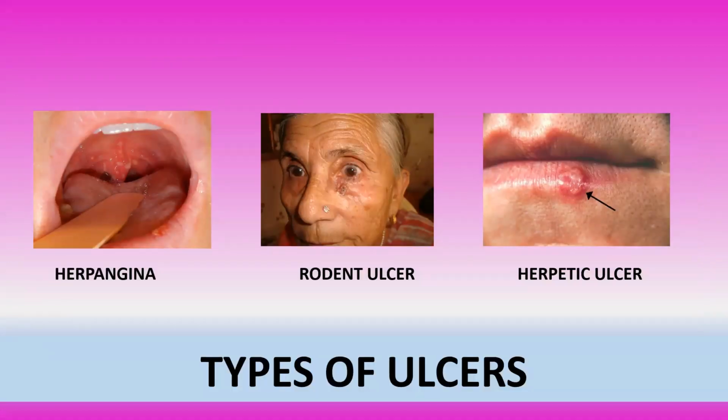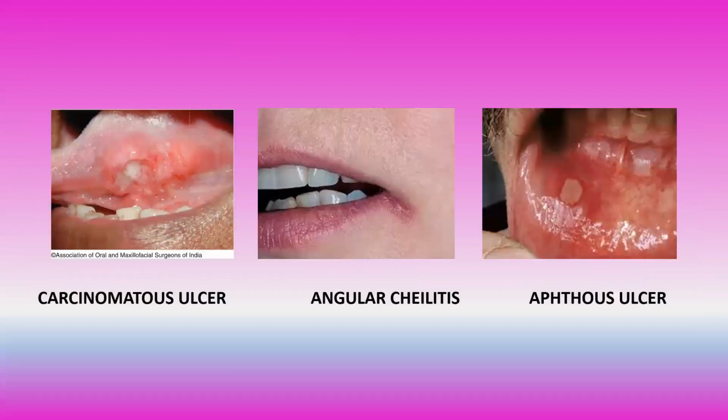These are some examples of ulcer. We can see the herpangina, which is occurring in the posterior part of the palate. The rodent ulcer, we can see in the ala of the nose of this patient. We can see a herpetic ulcer, where the acute phase of herpes can be seen. We can see a carcinomatous ulcer here, right in the base of the tongue.